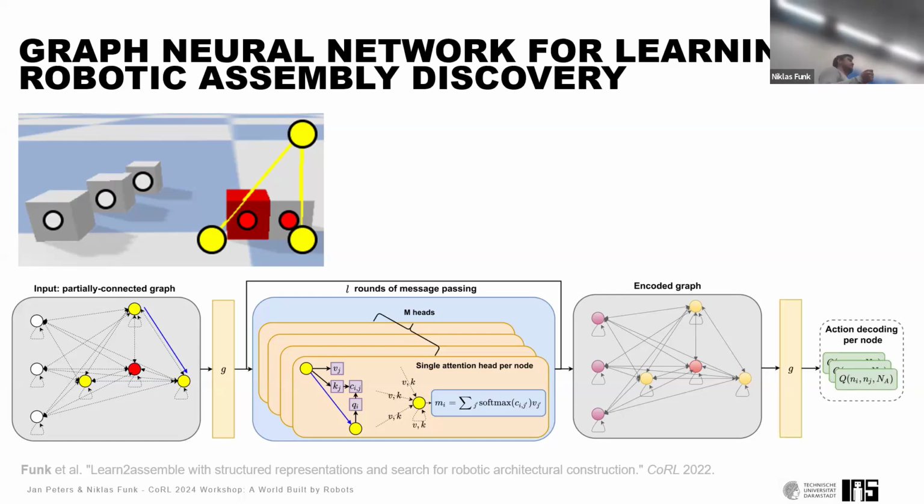And finally, because the actions are all defined relative between the two nodes, we can use the features of the node that should be placed and combine it with the features of the block that is already placed in the scene. That way we can compute the Q values for all of the available actions in the scene. And now we have this Q-learning objective, and this Q-learning objective basically lets us explore in these robot assembly discovery environments. And of course, this Q-learning algorithm then also refines this representation.